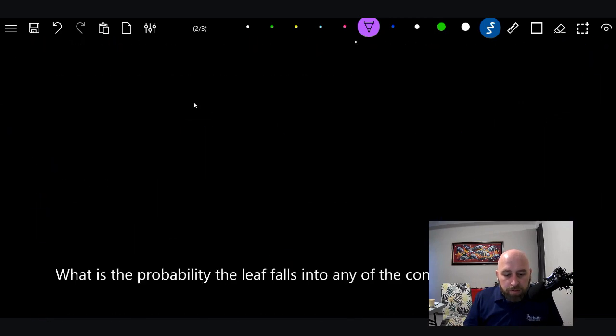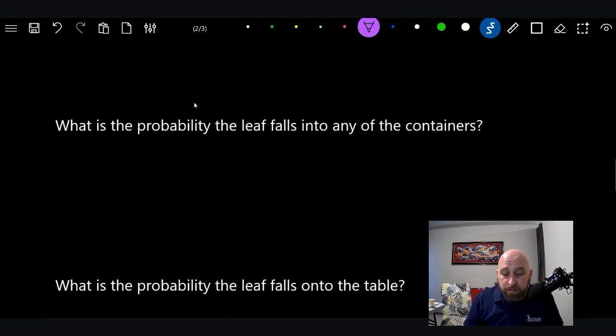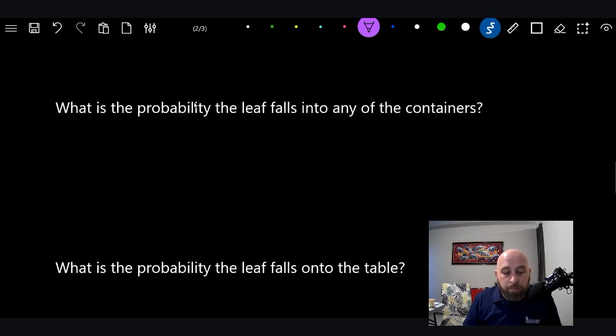So now what do we need to do? Now we need to start answering some of these questions. What is the probability that the leaf falls into any of the containers? If it falls into the hamburgers, good. If it falls into the beans, good. If it falls into the salad, good. If it falls onto the table, not good. All right, so we're going to put our desired on top, and that would be the beans, the salad, and the hamburgers added together.